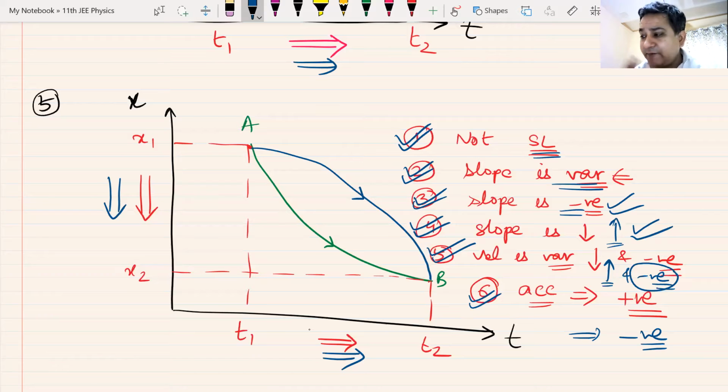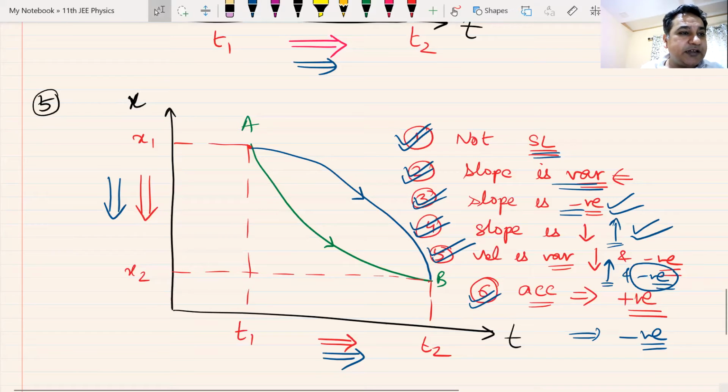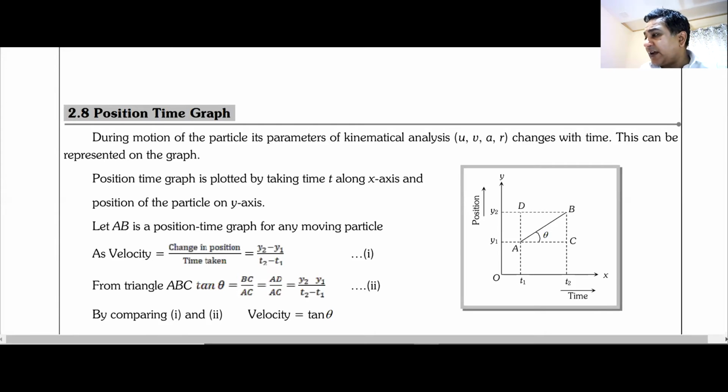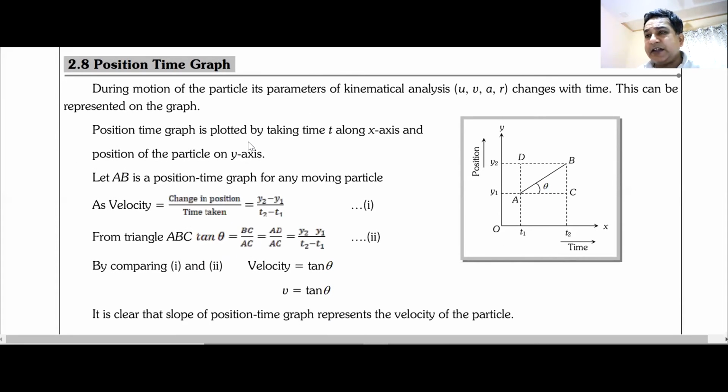What I would suggest is I would be sending you this file. Go through the lecture once again, and if you have any doubts, you can ask me in the next class. Meanwhile, go through your notes, which are coming onto your screen. This is given in your notes. Position time graph, as you can see. Everything that we have explained in the class. I will be sending you this sheet. These notes are already with you.